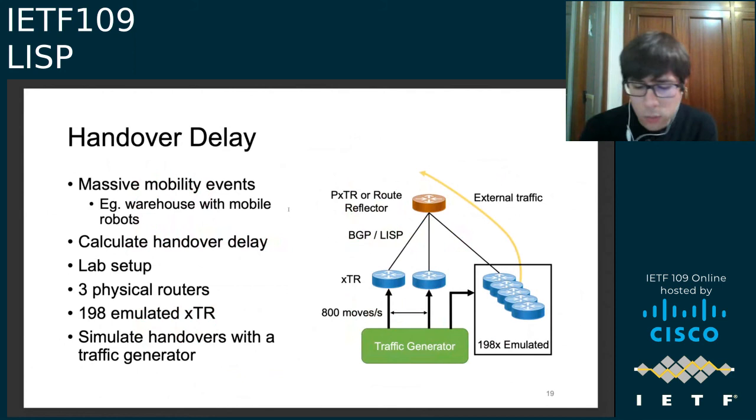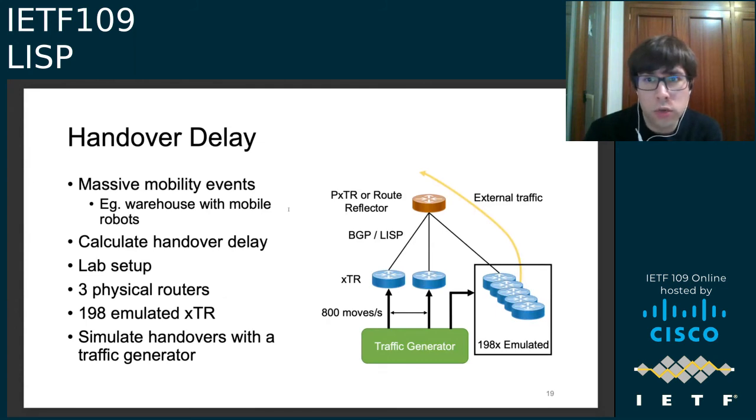And finally, we evaluated the handover delay. We simulated in the lab the conditions of a real-life use case. Specifically, it's a warehouse with thousands of mobile robots going around. And the setup consisted of 3 physical routers, 1 proxy, and 2 XDRs.